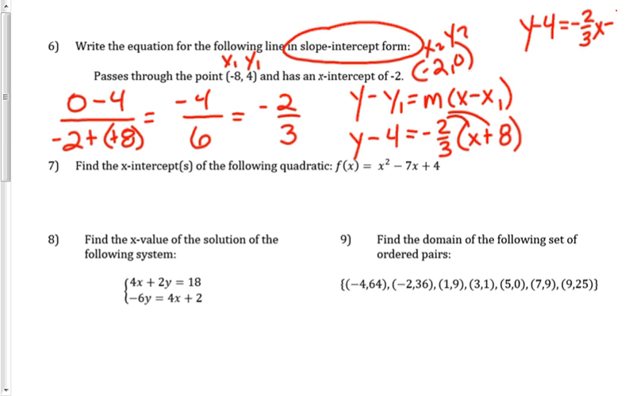gives us -16/3. And we just multiply across the top, so treat that as 8 over 1. 2 times 8 is 16. 3 times 1 is 3. And you can also do it on the calculator. The calculator will do this for you as well. And so we're going to add 4 to both sides, giving us -2/3 x minus 4/3.